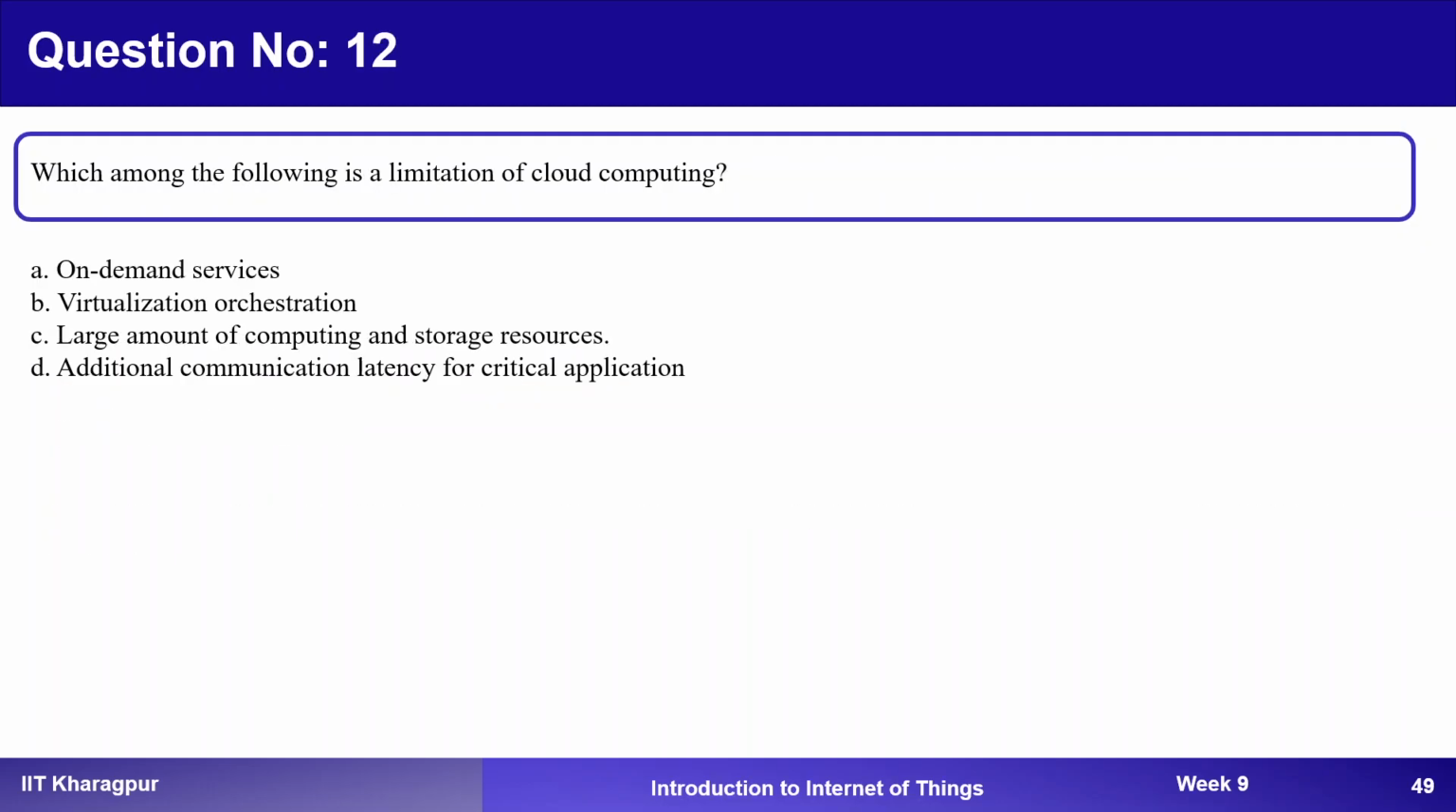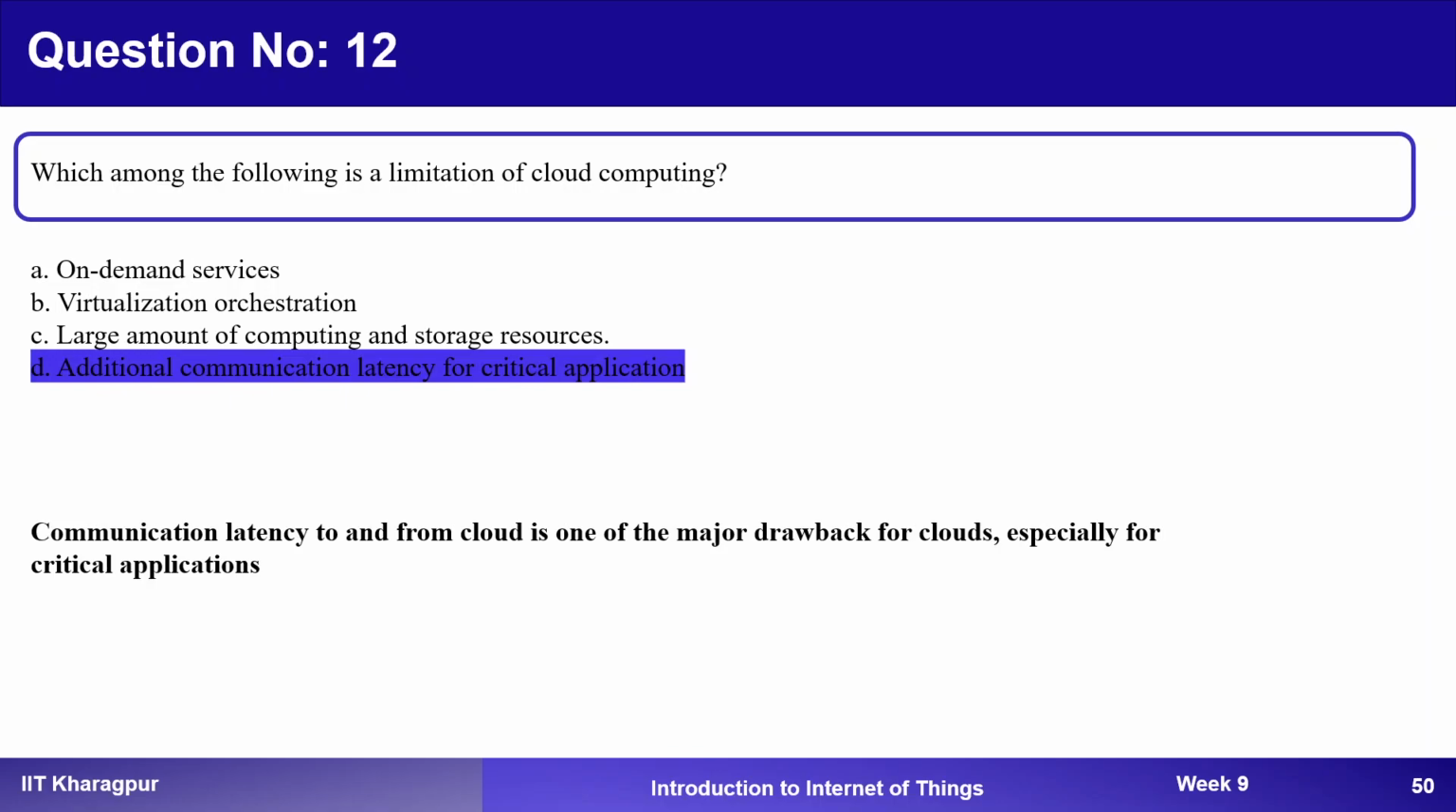Now question number 12. Which among the following is a limitation of cloud computing? Options are on-demand services, virtualization, orchestration, large amount of computing and storage resources, additional communication latency for critical application. So the correct option for this is D, because in cloud computing, there is additional communication latency for a critical application.